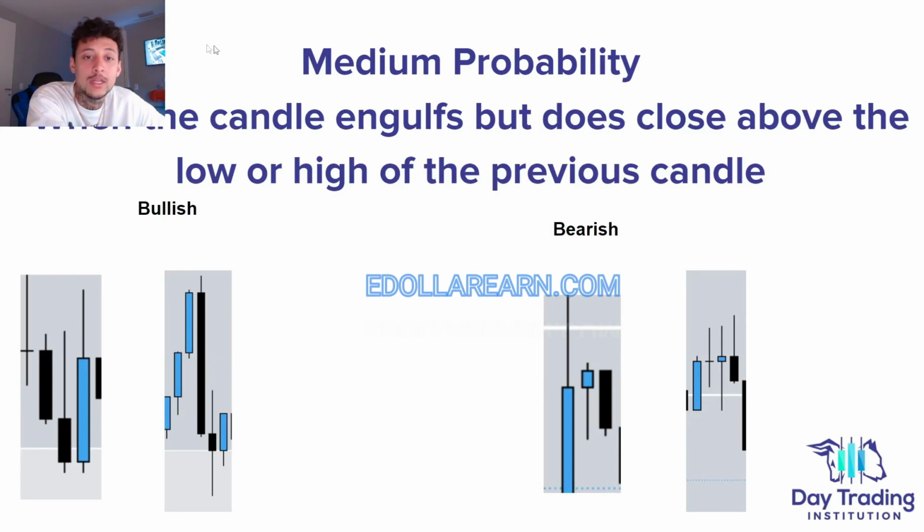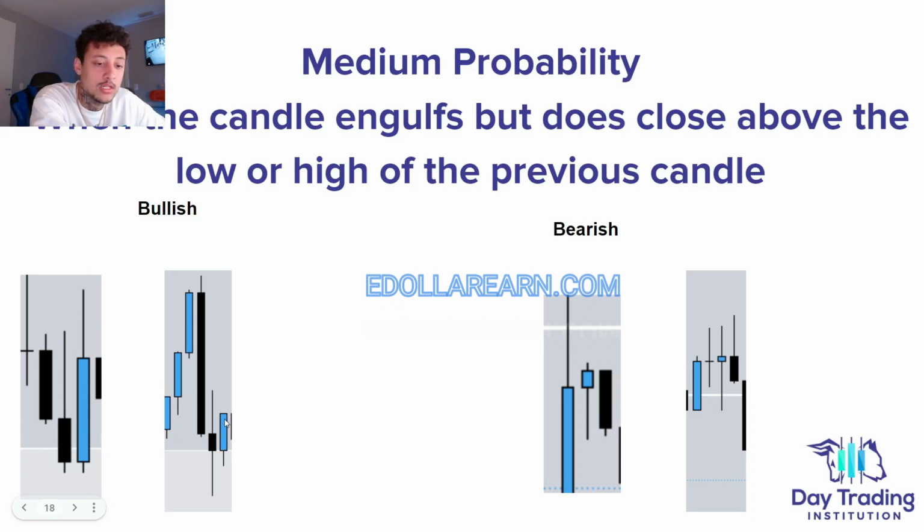Now, let's cover what the medium probability candlesticks look like. Pretty much, they're still engulfing candlesticks, right? They're still engulfing or variation candlesticks, but they don't close above the low or the high of the previous candlestick, right? So notice this bullish engulfing here. Notice how it didn't close above the highest high here. It's still a bullish engulfing, but it's a medium probability, right? It's not a high probability. If it would have closed above the highest high here, being the wick of the previous candlestick, then it would be a high probability candle.